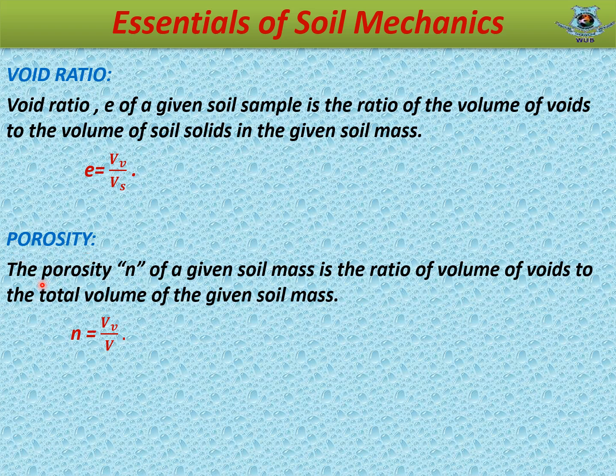Porosity. The porosity n of a given soil mass is the ratio of volume of voids to the total volume of the given soil mass. So we can say porosity n equal to volume of voids Vv divided by total volume V.